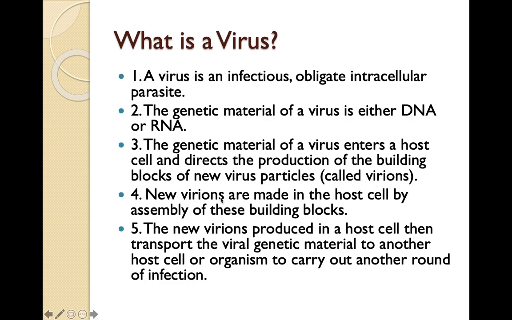Those new virions, those virus particles, are going to then be assembled inside of the host cells. So the host cell's machinery, the host ribosomes and things like that, will then put together the new baby virions, the new virus particles, to make new viruses. So once the new virions are produced inside of a host cell, they will then leave the host cell to carry the genetic material of the virus from one cell to another, or maybe one organism to a different organism, depending on the route of infection or the type of infection, and then hijack another cell and start the infection process over.